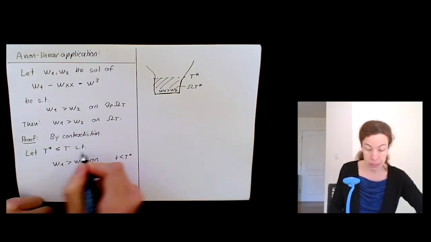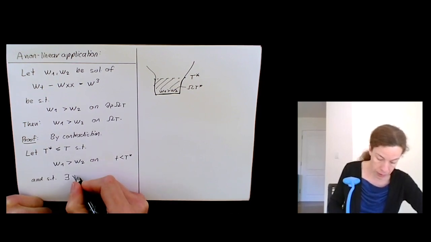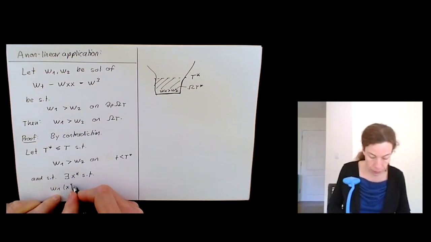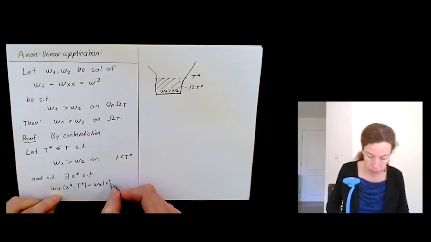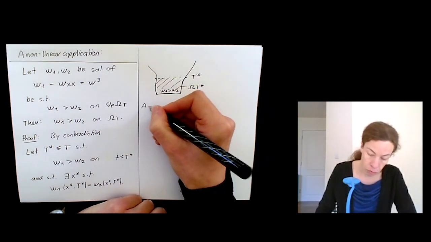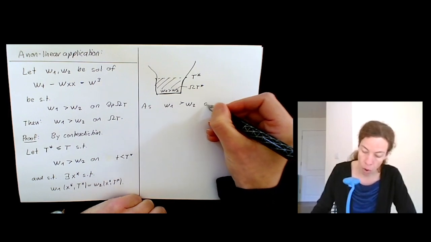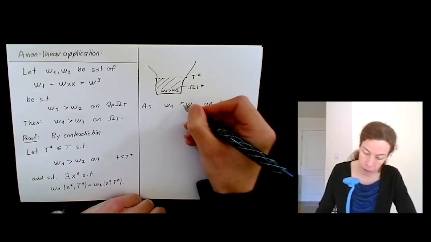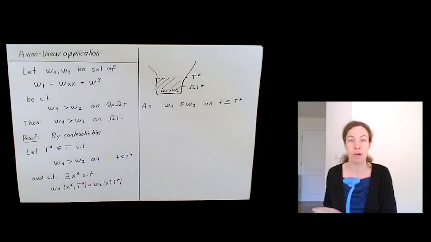So let me assume t star is so, and so that there exists some point x star, so that W1 of x star t star is the same as W2 of x star t star. Now what does that tell me? So let me first note that as W1 is strictly larger than W2 on the set t less than t star, then just by continuity I can turn this into a weak inequality holding up to and including t star.